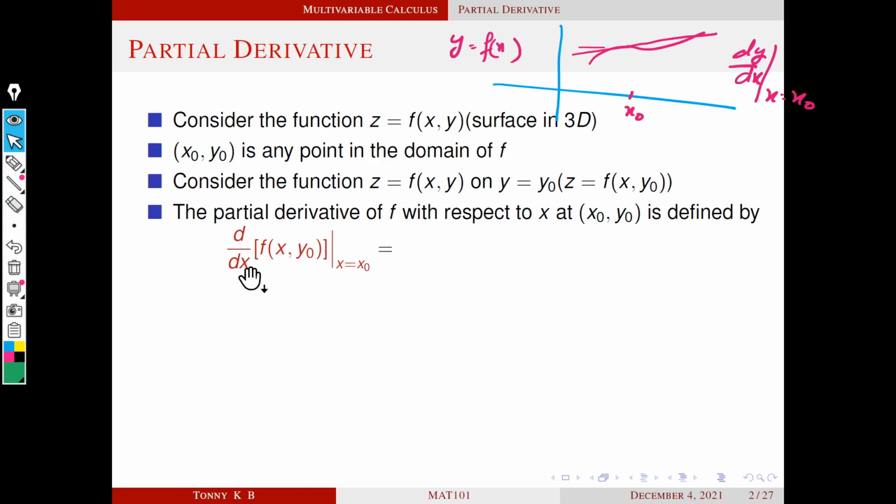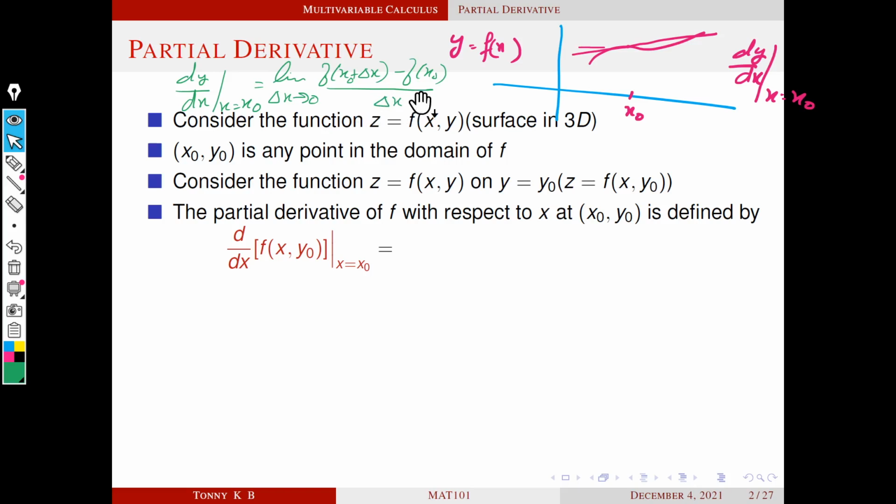Then what is the formula of evaluating the derivative of a single variable function? Yes, this is the formula for evaluating dy by dx at x naught for a one variable function. Limit delta x tending to 0, f of x naught plus delta x minus f of x naught, divided by delta x. The numerator is change in y, denominator is change in x. So this is our ratio.